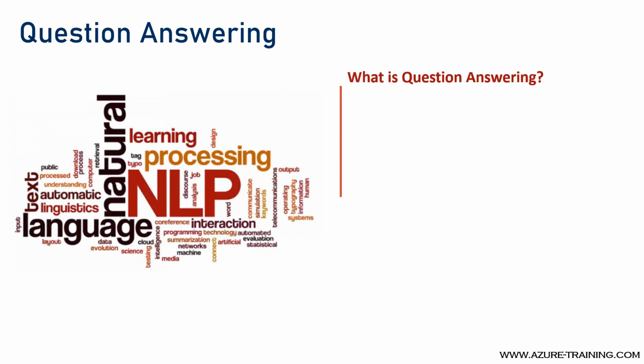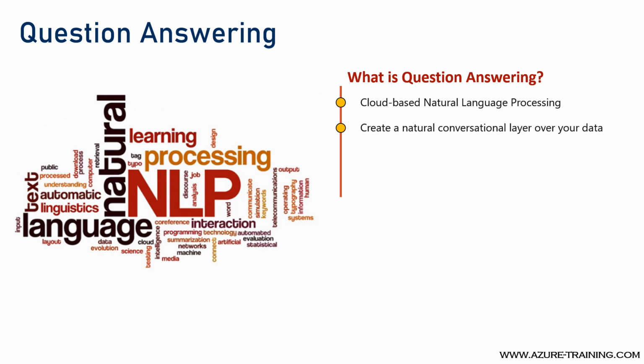Basically, question and answering provides a cloud-based natural language processing capability that allows you to create a natural conversational layer over your data. You can build conversational client applications and use them for your end users. If they have any queries, they can just come to the application, type in their queries, and get the response and find appropriate answers from the input provided.